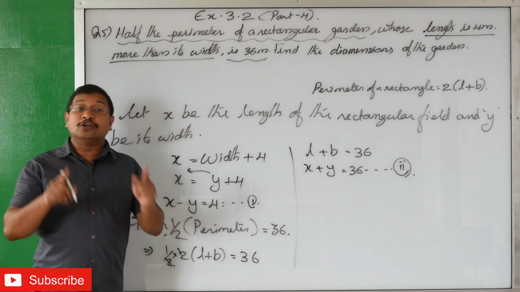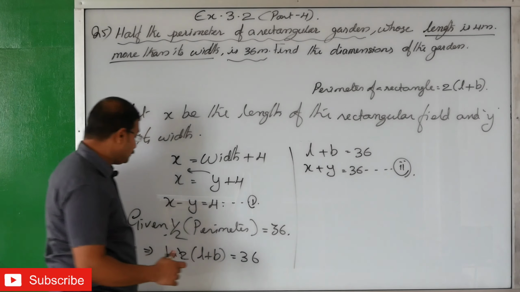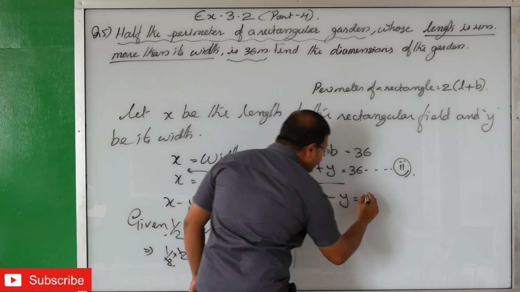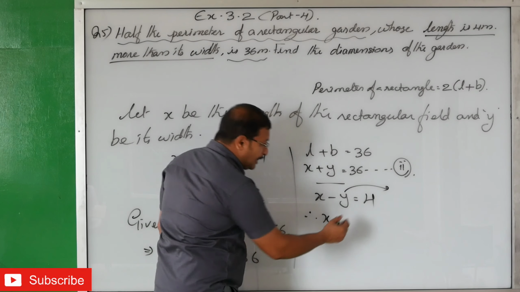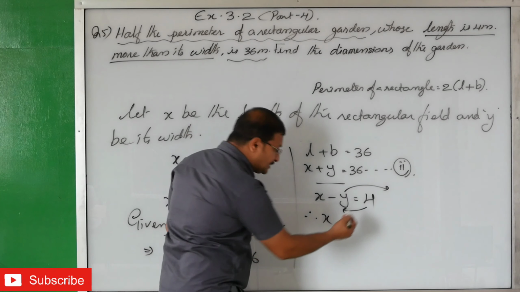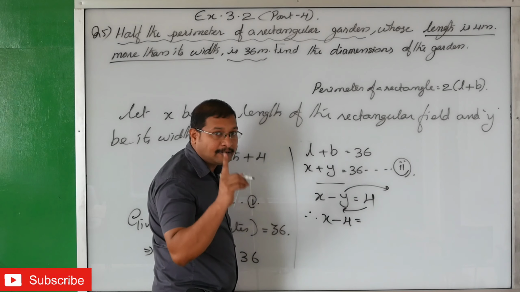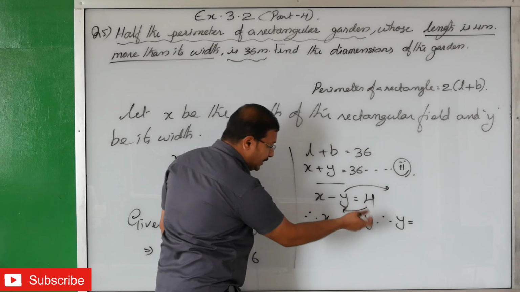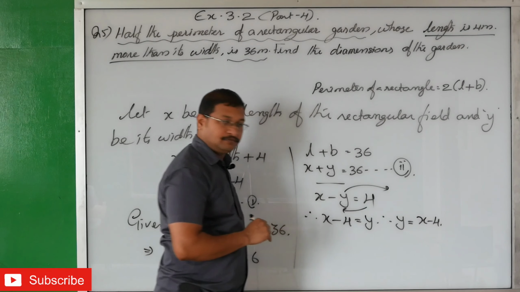Now we are going to solve it by graphical method, isn't it? So we'll write the first equation one more time, that means x minus y equals 4. Now this y will carry to the next side, and this 4 will come to the other side, so it will be minus 4 equals minus y, which goes to the next side as plus y. Therefore y equals x minus 4. Is it okay?